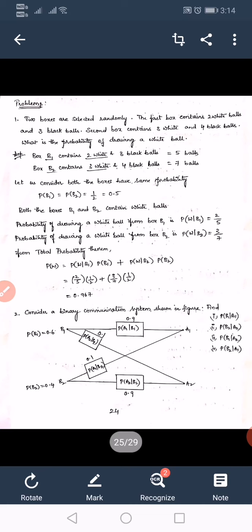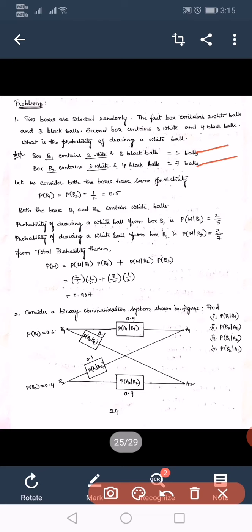The first one: two boxes are selected randomly. The first box contains 2 white balls and 3 black balls. The second box contains 3 white balls and 4 black balls. What is the probability of drawing a white ball? So a white ball is present in both the boxes. Let us consider the first box as B1. It contains a total of 5 balls, 2 white and 3 black. The second box B2 contains a total of 7 balls, 3 white and 4 black.